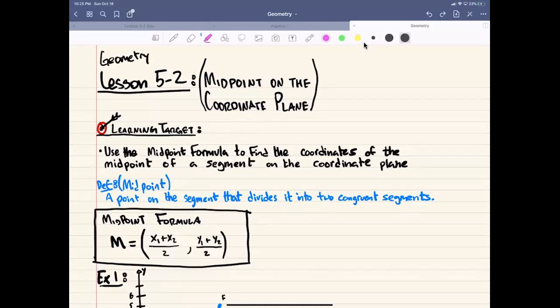All right, so our learning target for the day is to use the midpoint formula to find the coordinates of the midpoint of a segment on the coordinate plane. Just a quick reminder, a midpoint is a point on a segment that divides it into two congruent segments. Congruent means that the segment is divided into two equal-length segments, okay?